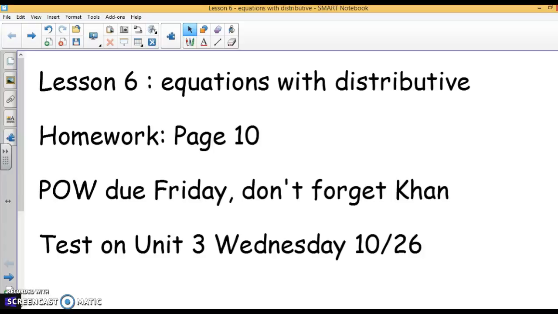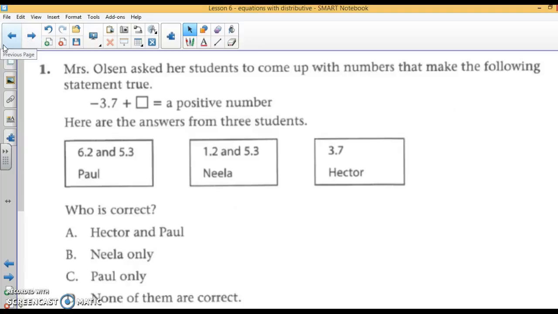Algebra, Lesson 6, Unit 3, Lesson 6, Equations with a Distributive. The homework that goes with this is page 10. We are on page number 9 in the note packet. All right, you want to pause your camera or video and do this problem.